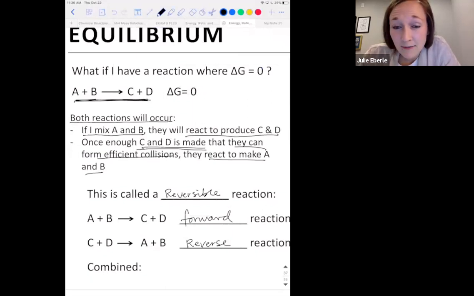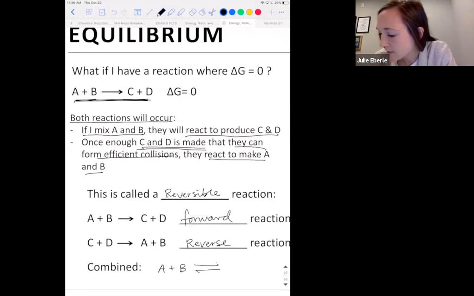And combined, we can actually draw these 2 together. You've probably seen this before in textbooks. We're just going to draw a half arrow up and a half arrow back. This is indicating that both reactions are occurring, making C plus D.